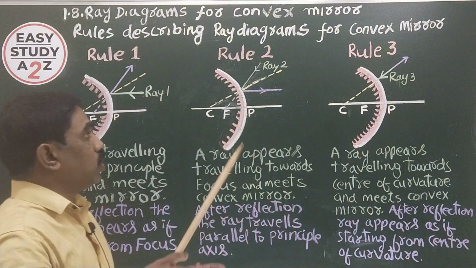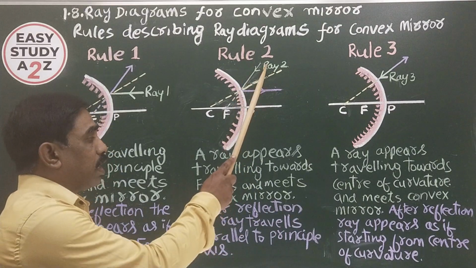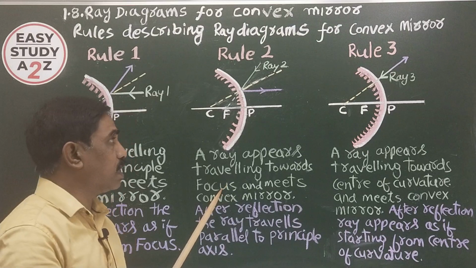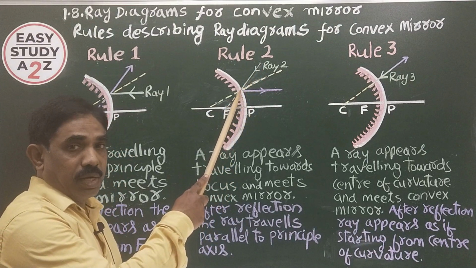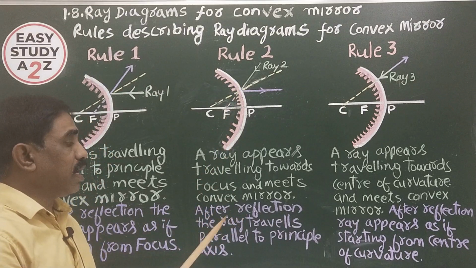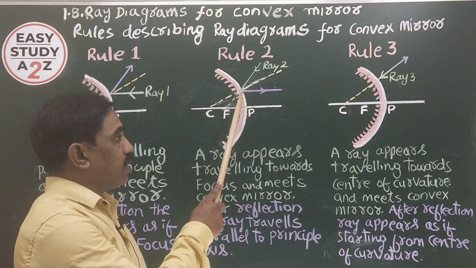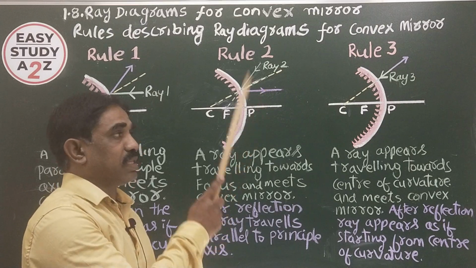Coming to rule 2. In rule 2, we will discuss ray 2. The ray 2 appears to be traveling towards the focus, and meets the convex mirror. After reflection, the ray travels parallel to the principal axis.